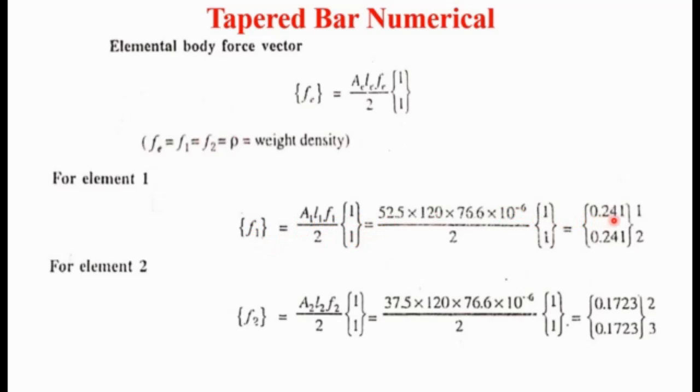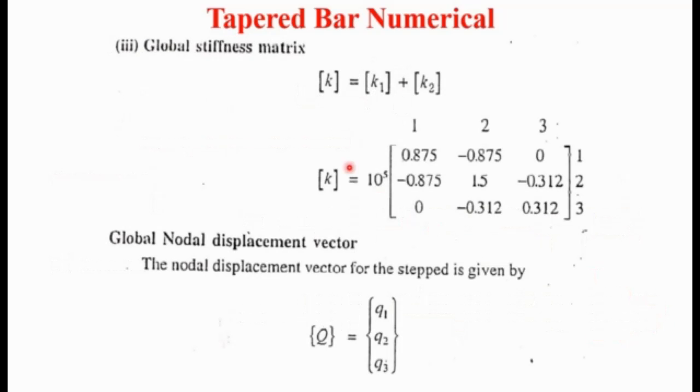That is 0.241, 0.241. Similarly for the second element, small f2 is equal to A2 L2 F2 divided by 2, into 1, 1. Again by simplifying this we will get the value 0.1723 and 0.1723. After calculating this elemental force vector, we have to calculate the global stiffness matrix.